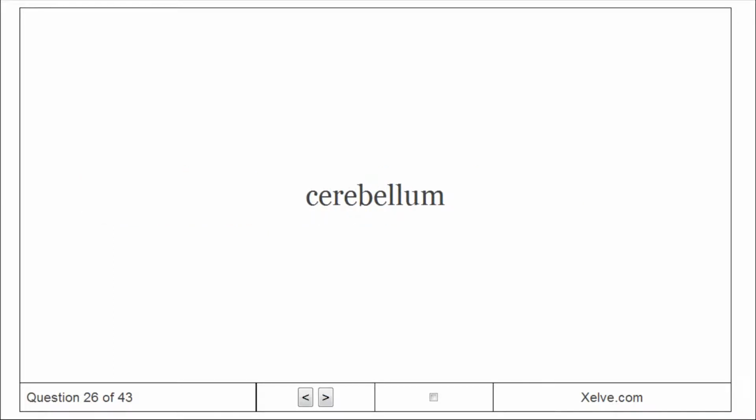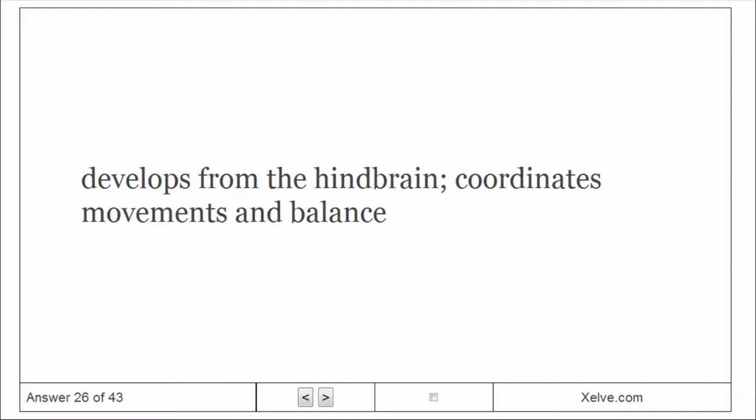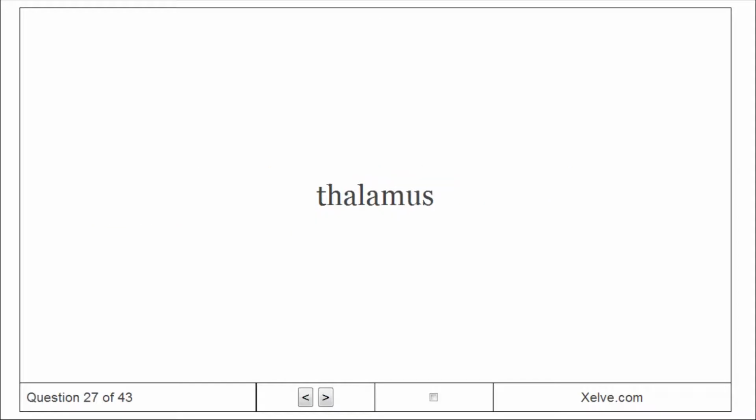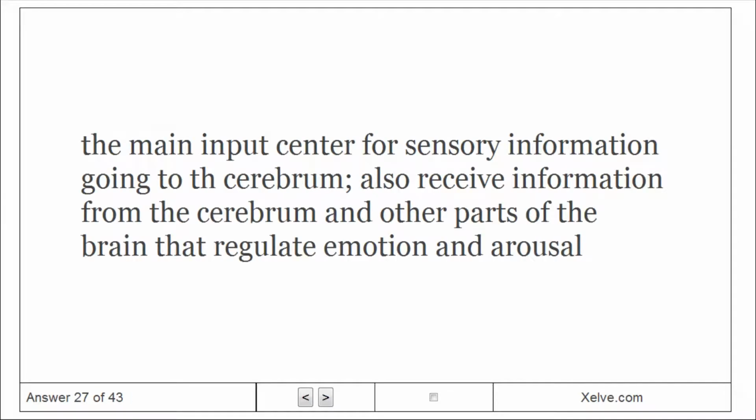Cerebellum develops from the hindbrain to coordinate movements and balance. Thalamus. The main input center for sensory information going to the cerebrum, also receives information from the cerebrum and other parts of the brain that regulate emotion and arousal.